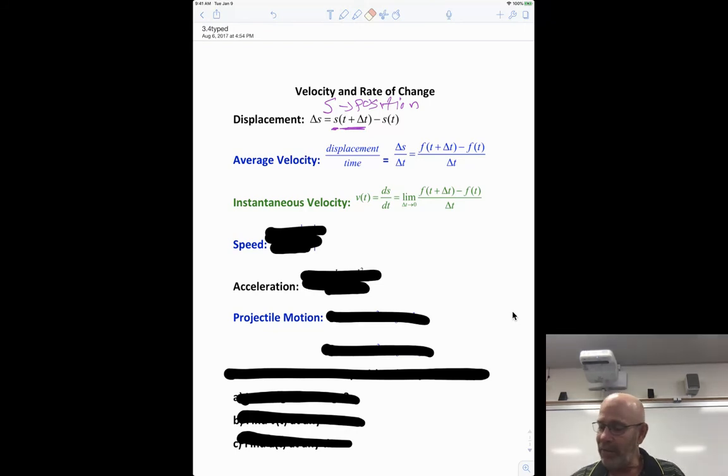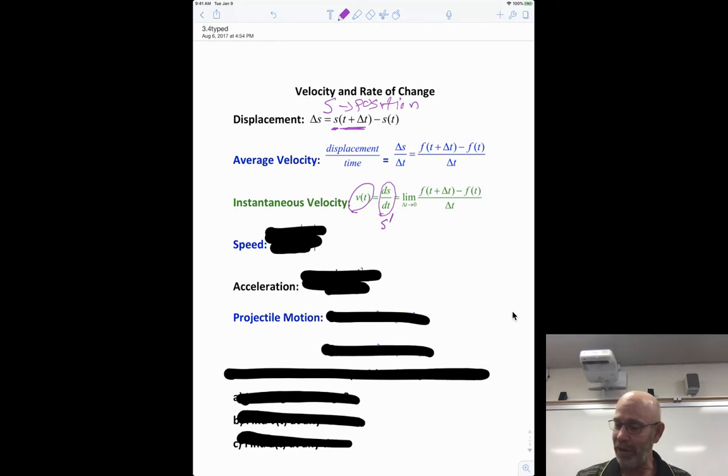So the velocity is equal to the derivative ds, remember, derivative of s, derivative of position over dt. So this is just s prime. So velocity is s prime. It's just the limit as delta t approaches zero of f of t plus delta t minus f of t over delta t. It's just derivative. So all you really need to know is that the instantaneous velocity is the derivative of the position. So if you had a position function, which we're going to give you in just a second, the derivative of that would be the velocity function.